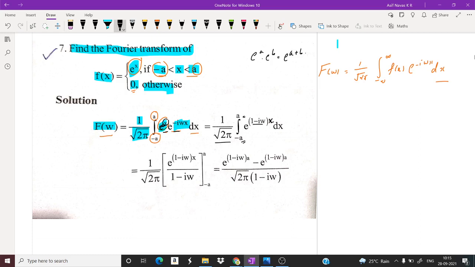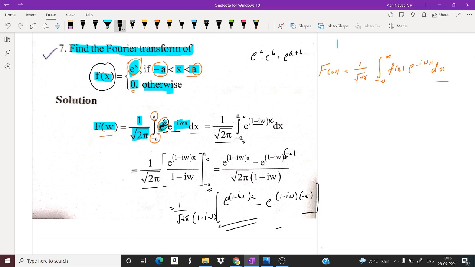So while integrating this, we will get 1 by root 2π e raised to (1 minus iω)x divided by (1 minus iω), ranging from minus a to a. Just applying the limits, I can take 1 by root 2π into (1 minus iω) outside, and applying the limit: e raised to (1 minus iω)a minus e raised to (1 minus iω)(minus a). Here there is a minus. So this is the answer, the Fourier transform of the particular function. This is a very easy problem.